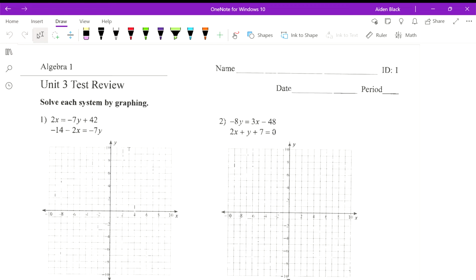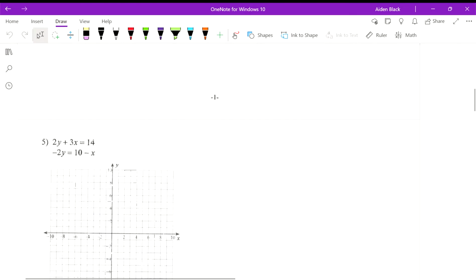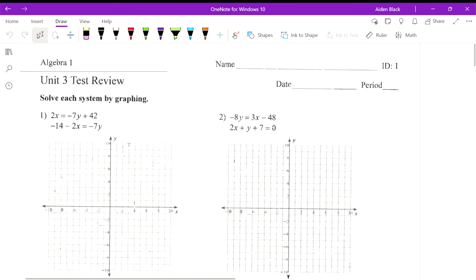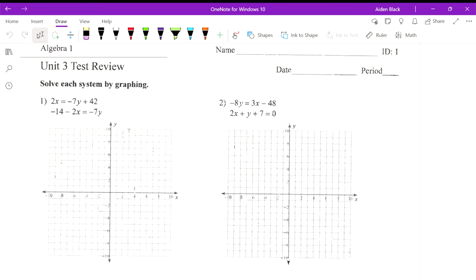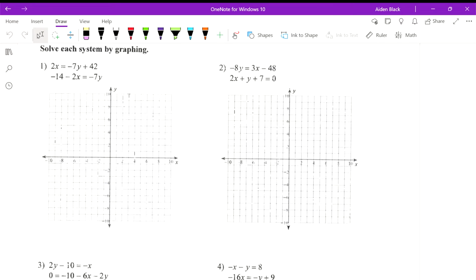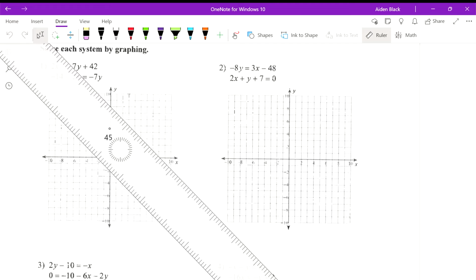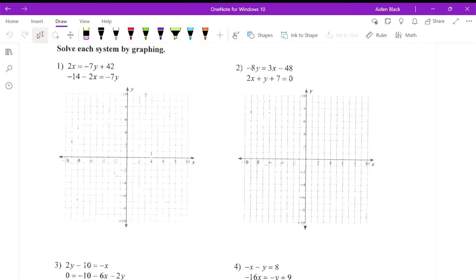Alright, let's look at this Unit 3 test review. These first 5 questions are asking us to solve the system of equations by graphing. So one thing you really should have when you're solving by graphing is a ruler. You really need a ruler, especially if you're solving systems of equations.